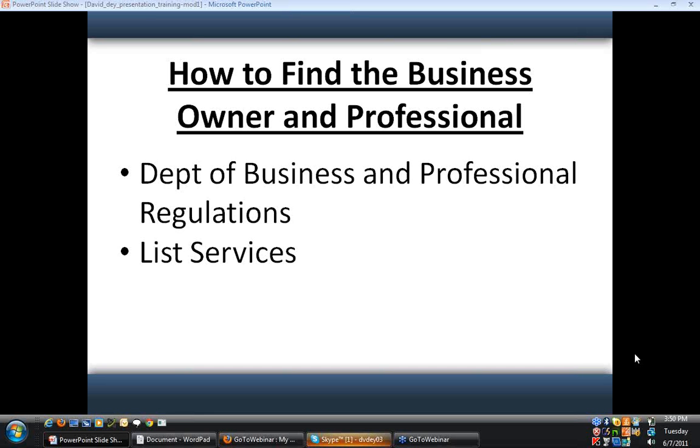If you narrow it down to the three types of people, and you narrow it down to specific types of licenses like doctors, attorneys, teachers, because teachers have teachers' funds, and they're great to work with, and items like that, you can definitely use list services.